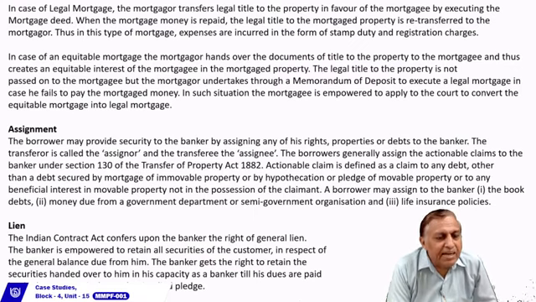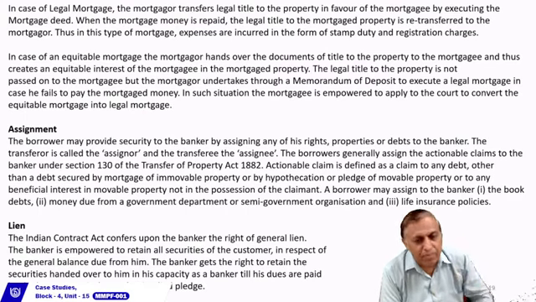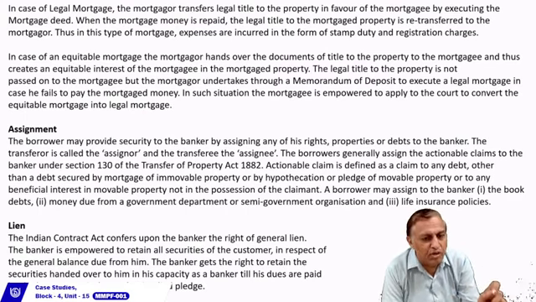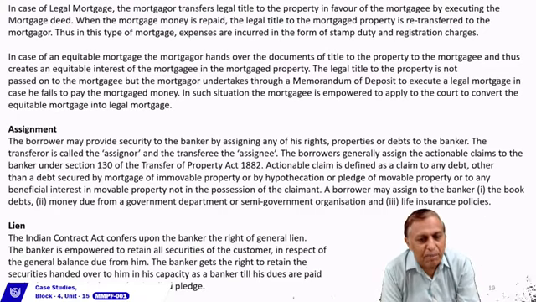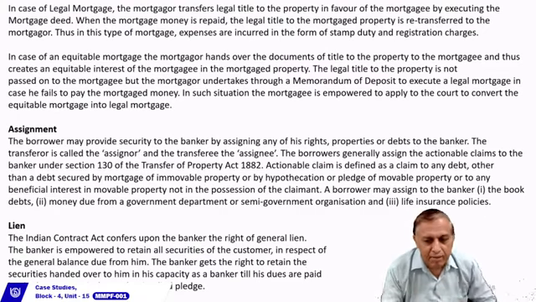Lien. The Indian Contract Act confers the right of general lien to the banker. The banker is empowered to retain all securities of the customer in respect of the general balance due from them. The banker gets the right to retain the securities handed over to him in his capacity as a banker till his dues are paid.